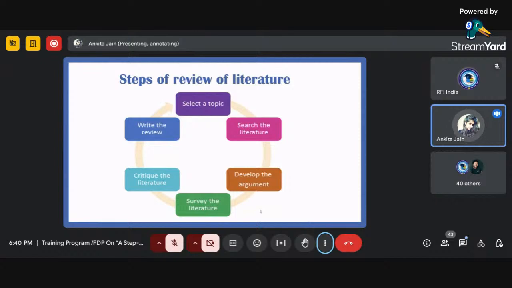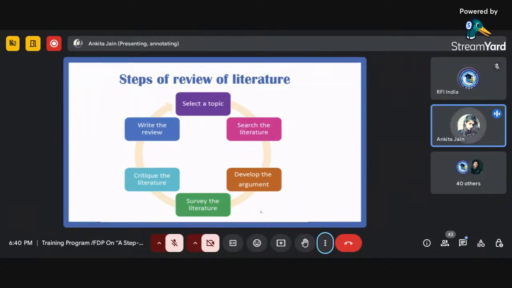Then the next one is the steps of review of literature. First of all, you have to select a topic. It can be a rough one, but yes, you have to select something. Then search the literature, as much as you can search, download, or study.